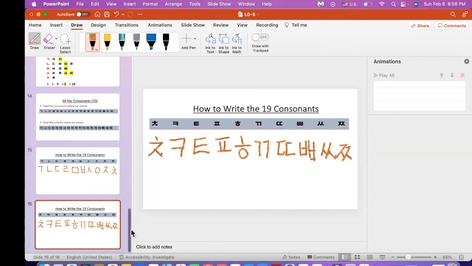Okay, in this video, I explained why King Sejong made such symbols when he represented those 19 consonants. And I hope this video will help you.